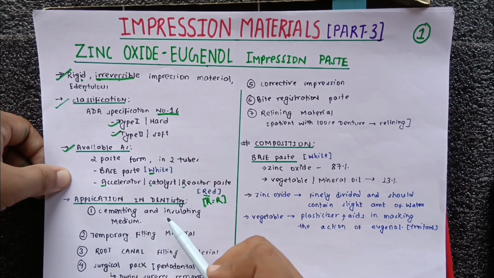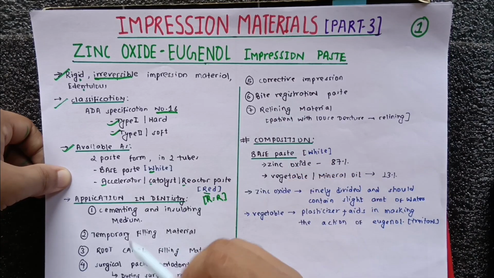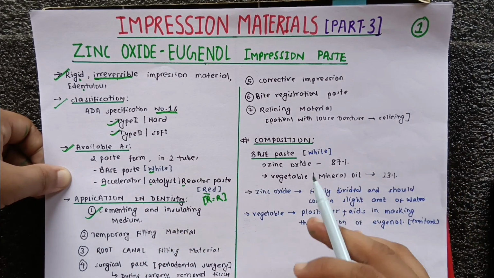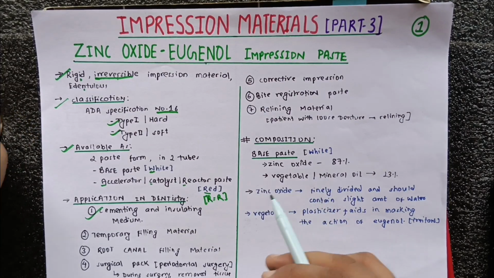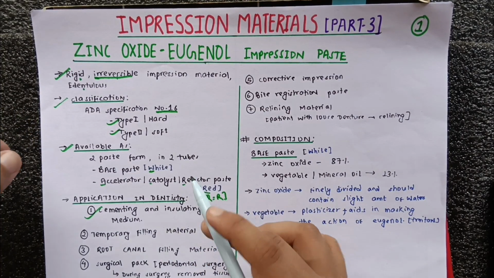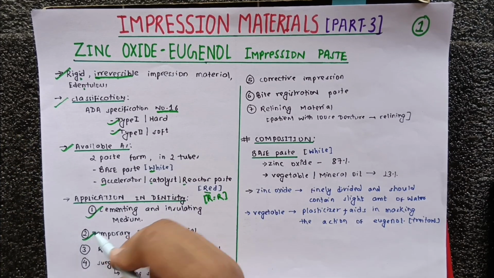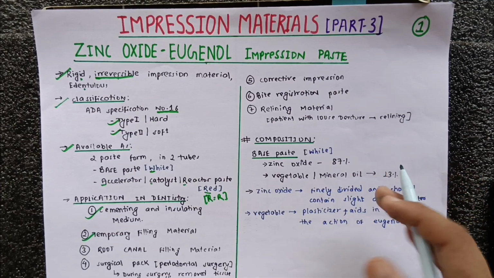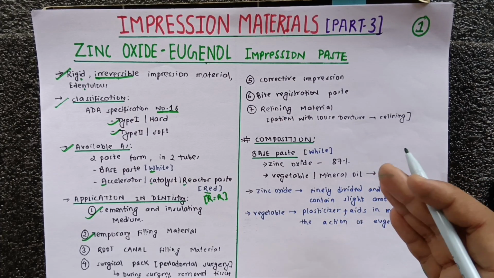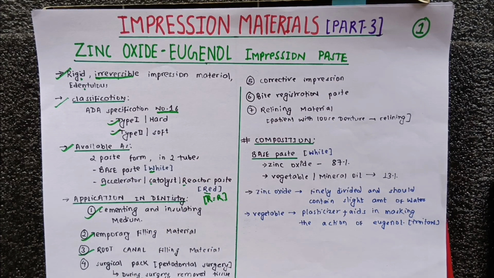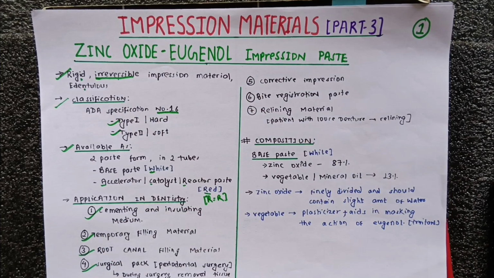After that, the application in dentistry is one of the important topics in this chapter. The first point is cementing and insulating medium; we can use it as a cementing and insulating medium. Similarly, the second point is that it is also used as a temporary filling material, for short duration filling purposes. Similarly, it is used as a root canal filling material. After that, the fourth point is one of the important points of zinc oxide eugenol impression paste application.